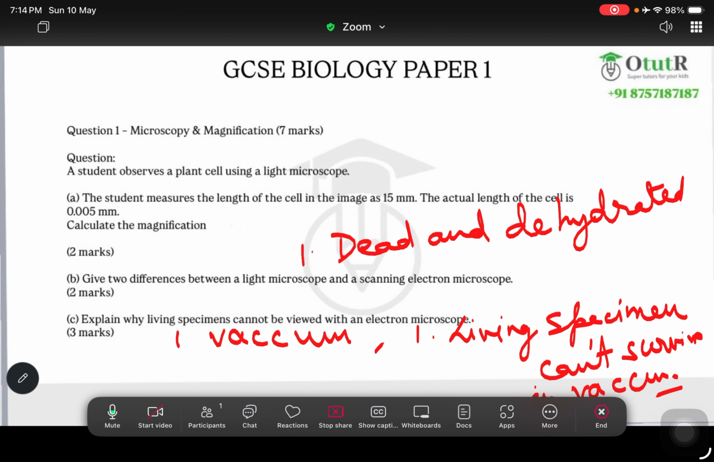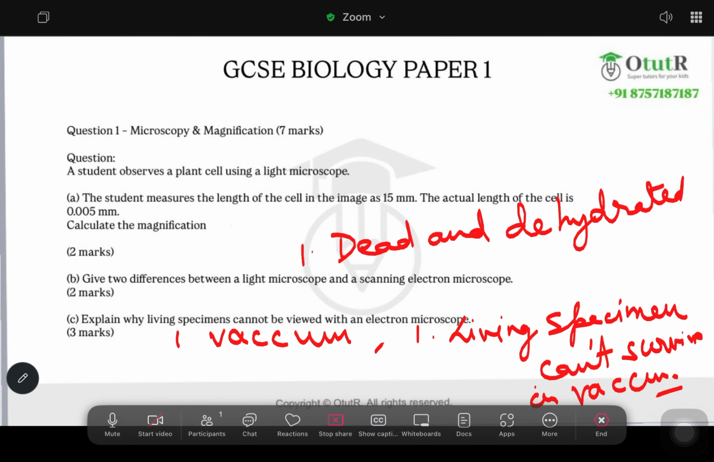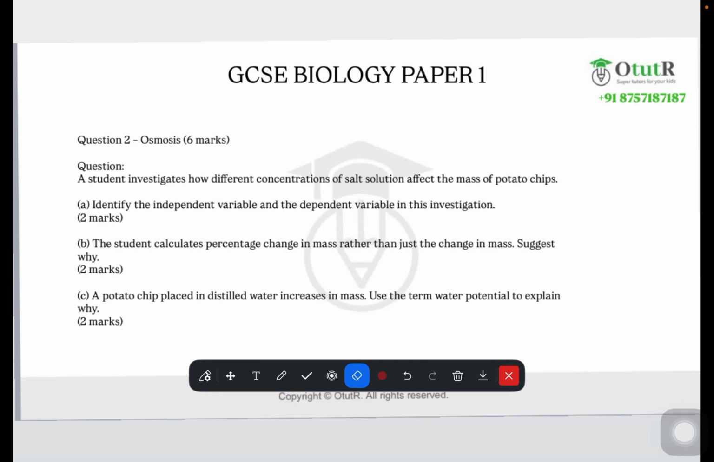Okay, let's move on with the next question. Question 2 deals with osmosis. A student investigates how different concentrations of salt solution affect the mass of a potato chip. The first question is identify the independent variable and the dependent variable in this investigation. So the independent variable is the concentration of the salt, whereas the dependent variable will be the percentage change in the mass of potato chips.